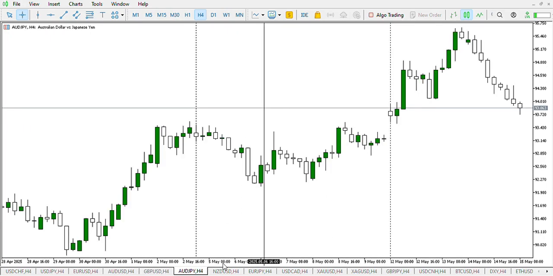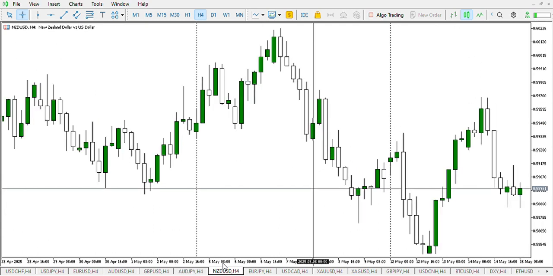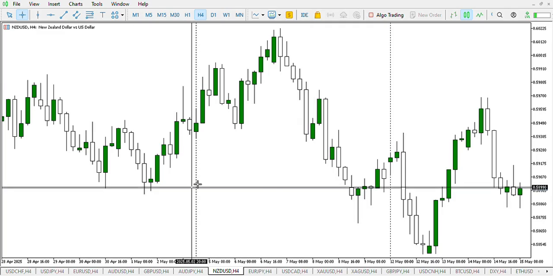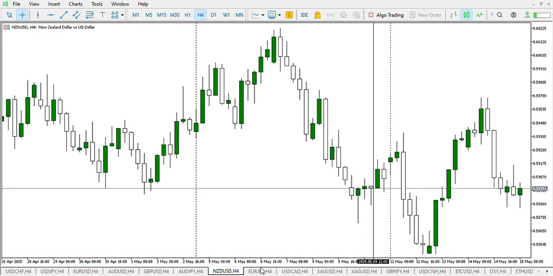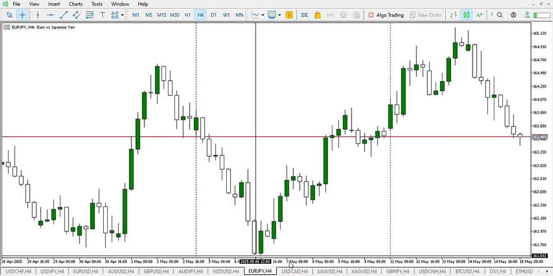On AUD JPY, we look out for a buy if all rules are met. NZD USD, we look out for nothing, we ignore this pair. However, we can look out for a sell. If this current candle closes as a sell candle, we look out for a sell. On Euro JPY, we look out for a buy.